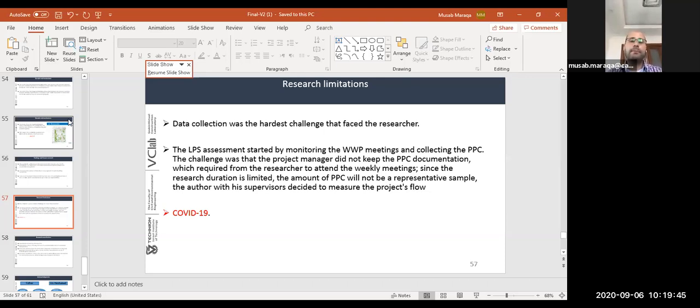So one of the main limitations, I think, is the sample size. In the future, if the company has a lot of VDC projects with a set of data, this will make an interesting research to analyze these projects and to get more accurate and more precise data.